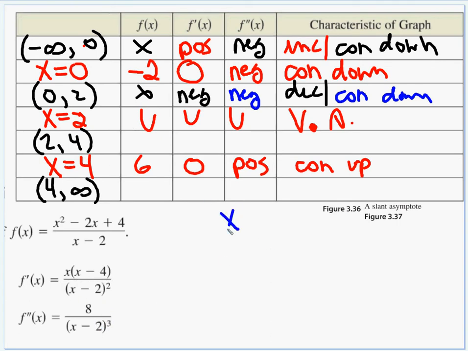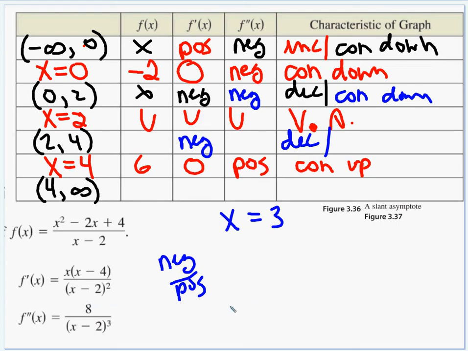2 to 4. So let's use x is 3. If I put 3 here, that's a positive 3 times 3 minus 4 is negative. So that's a negative numerator. 3 minus 2 is positive, and we're going to square that, and it's going to stay positive. So that is negative over positive is negative, and our function is decreasing.